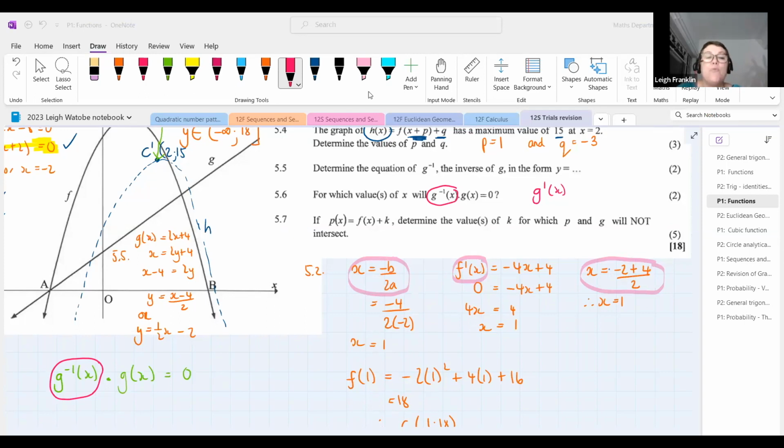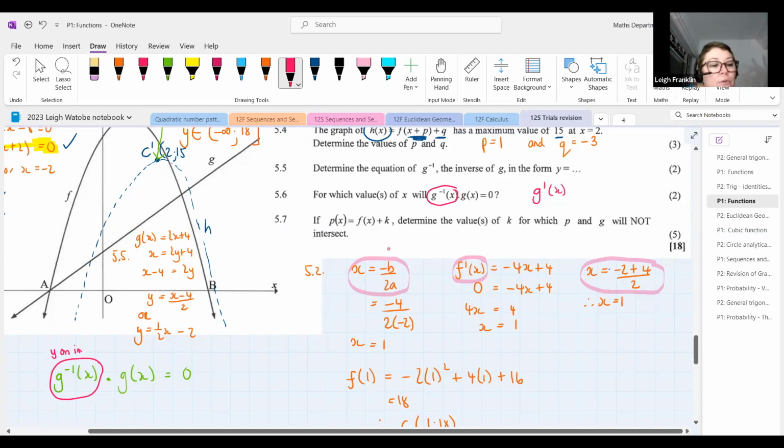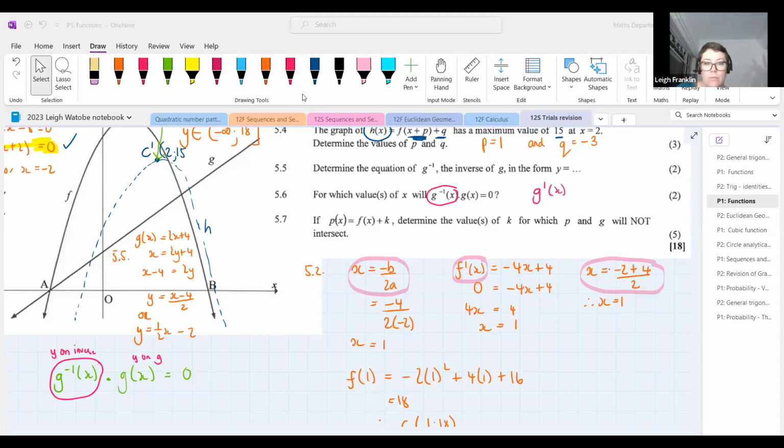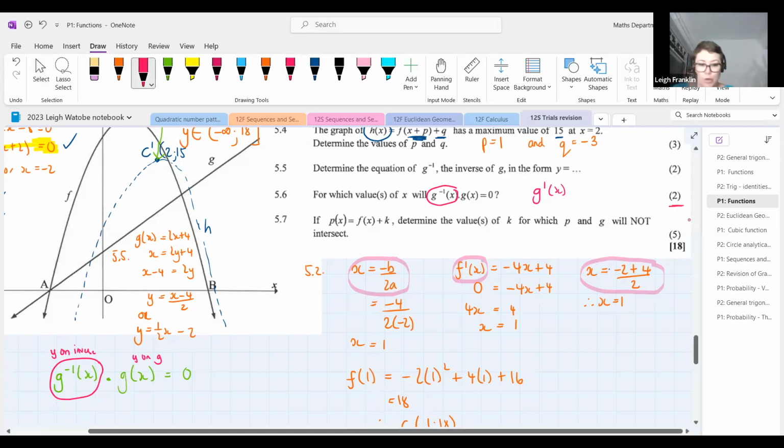It means the product of the y values. Yes, equals 0, quite right, Nkoniza. So this is the y on the inverse. This is the y on the graph of g. So you are multiplying two y values together and you are getting 0. Yep. So Chloe, I think you're overthinking the question a little bit. It's only out of 2.